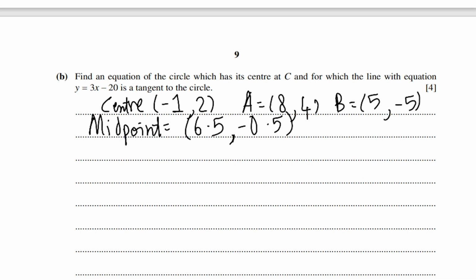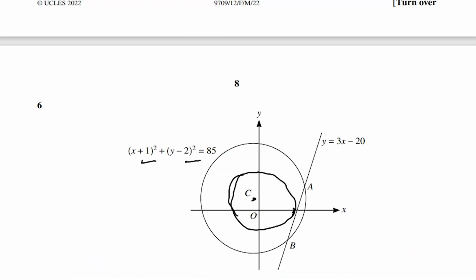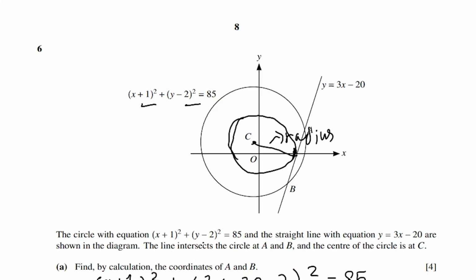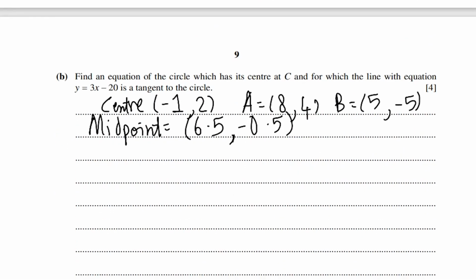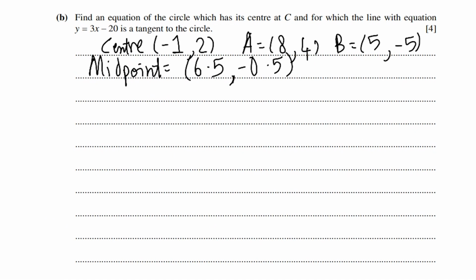Now this midpoint is the point where this line intersects the circle, which means that the distance from the center of the circle to the midpoint of AB is actually the radius. This distance is the radius. So we can easily use the distance formula for calculating the radius of the new circle.